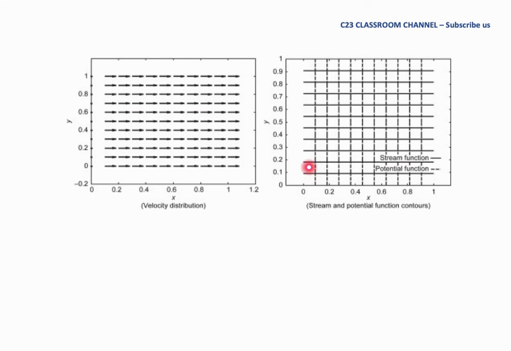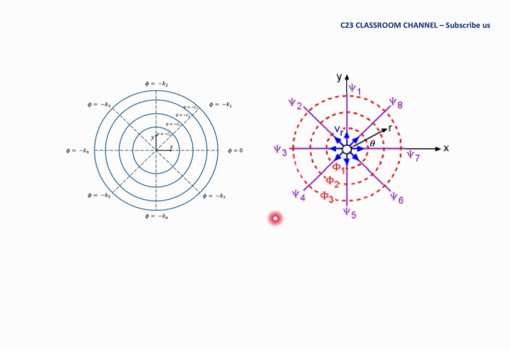So this is the same thing if we have a velocity like this, and for sure the straight line is the stream function here, and then the vertical line will become the potential function or the velocity potential. So, and then we will learn about this later on.